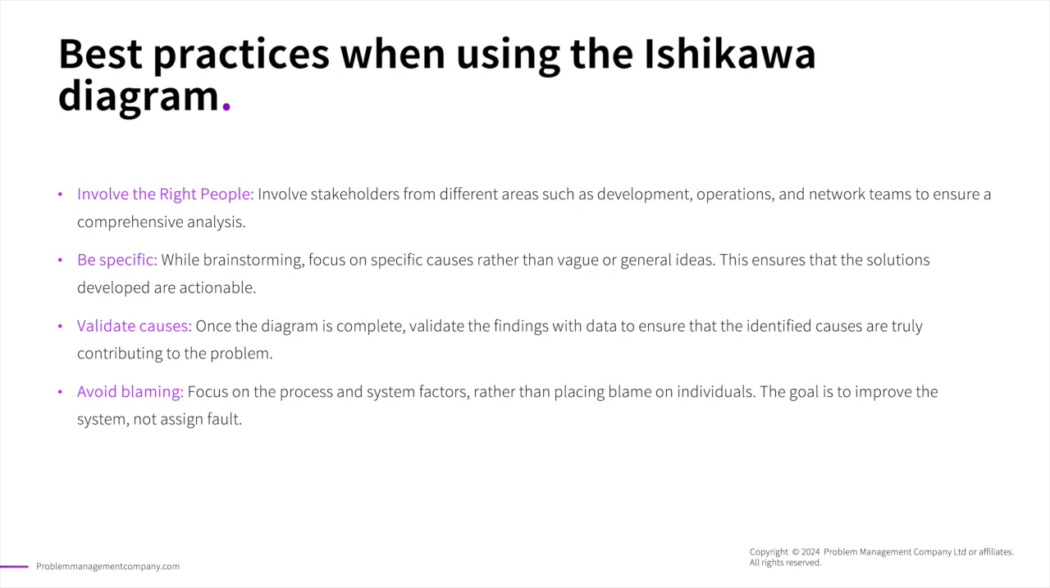Validate causes. Once a diagram is complete, validate the findings with data to ensure that the identified causes are truly contributing to the problem. Avoid blame. Focus on process and systems factors rather than placing the blame on individuals. The goal is to improve the system, not assign fault.